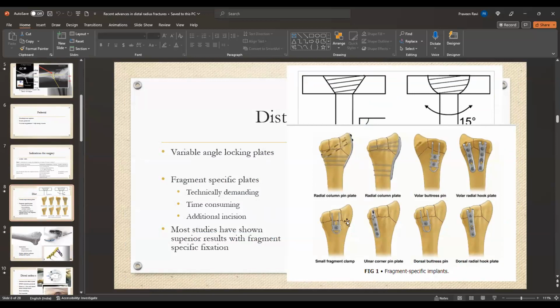I'm not sure, sir. I didn't read up much about it, but I think everyone is trying to use these very mini column fragment plates to avoid the disadvantage of conventional dorsal plates.